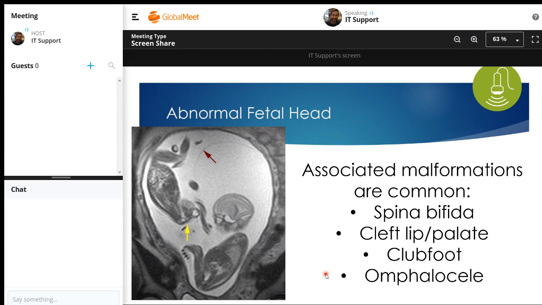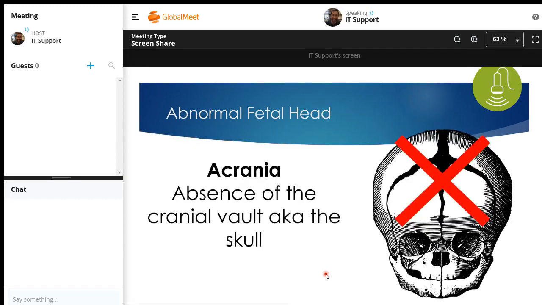When we were talking about folic acid earlier, this is a neural tube defect. Folic acid helps with the development of the central nervous system. So a folic acid supplement greatly reduces the occurrence of anencephaly. Now, acrania is the absence of the cranial vault or the skull. A thin membrane will cover the brain, but there's no skull. This is different from anencephaly in that there is brain present, it's just that the skull is missing.